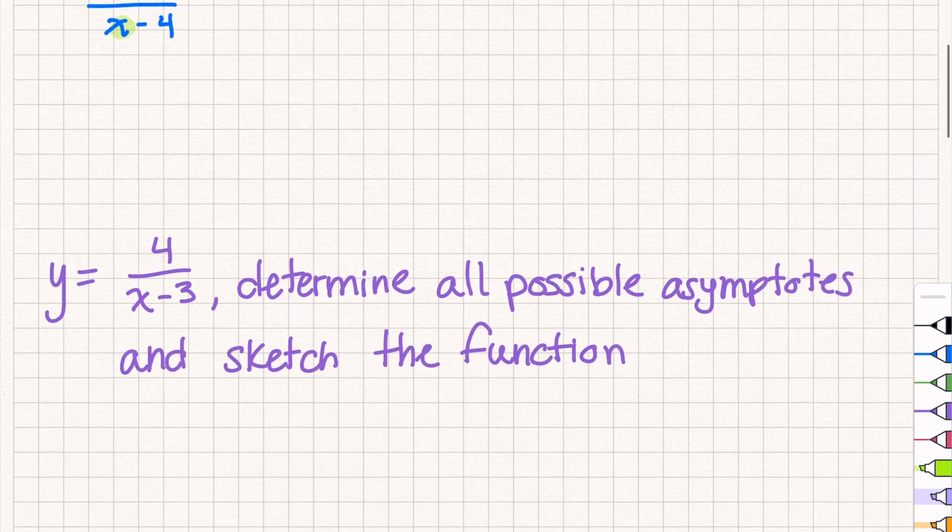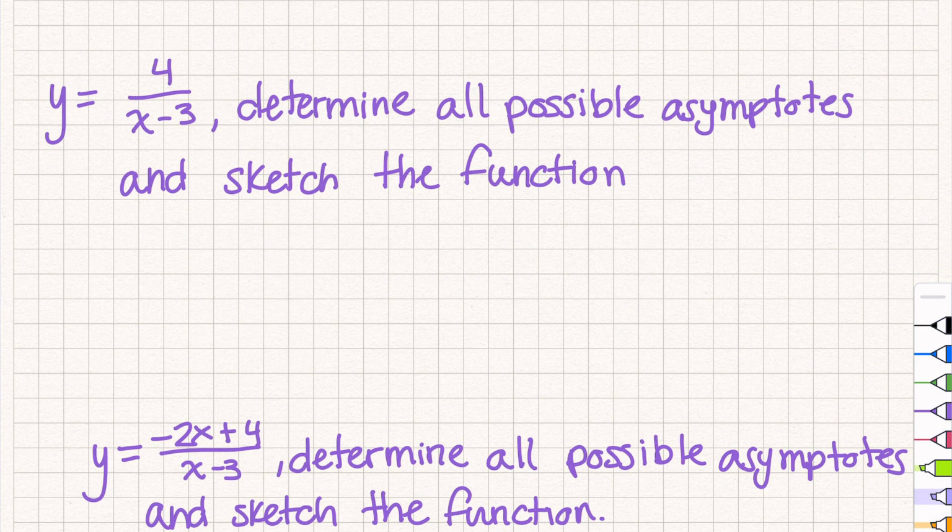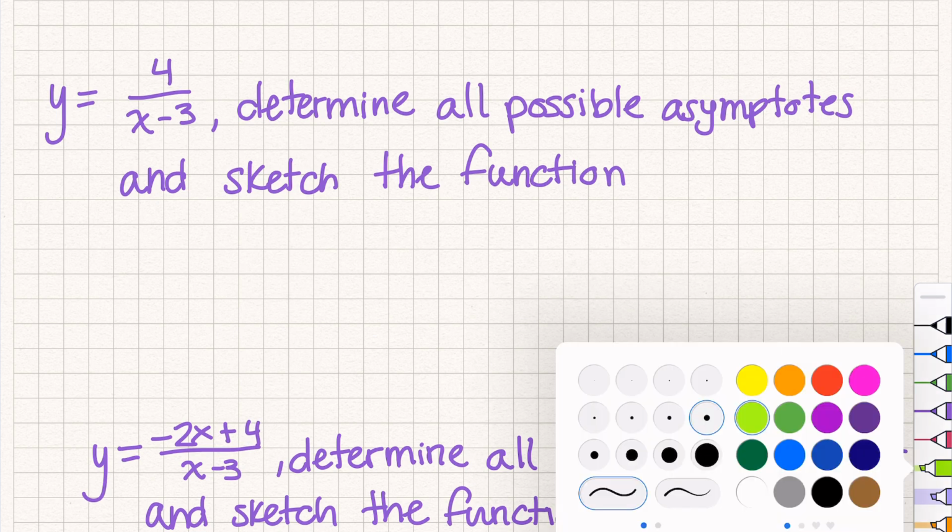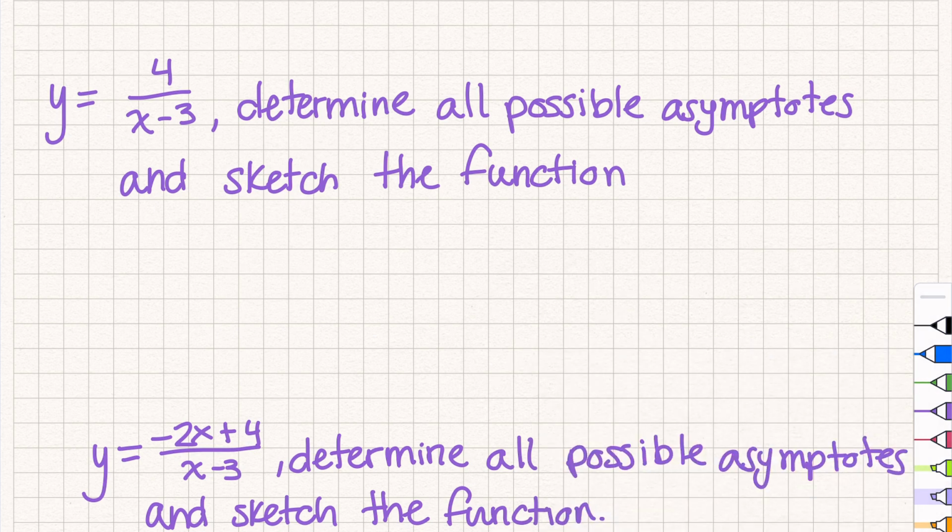Okay, so here we have y equals 4 over x minus 3. We are going to determine all possible asymptotes, and we're also going to sketch this function. So when we look at this function, we have 4 over x minus 3. First thing we're going to do is think about the asymptotes. If we think back to the last lesson, we can determine the horizontal asymptote. How?